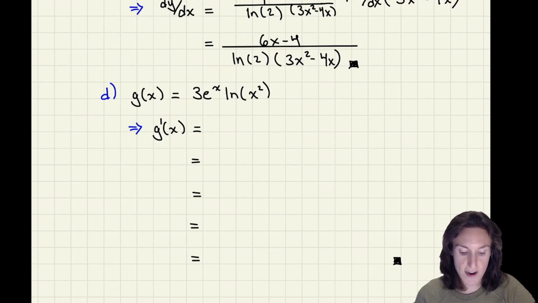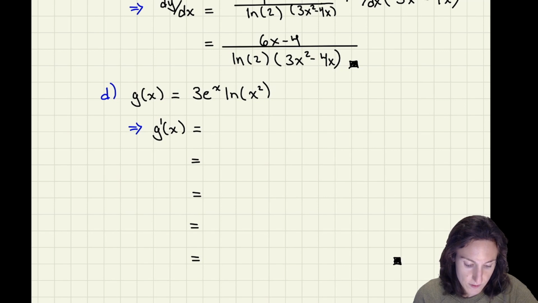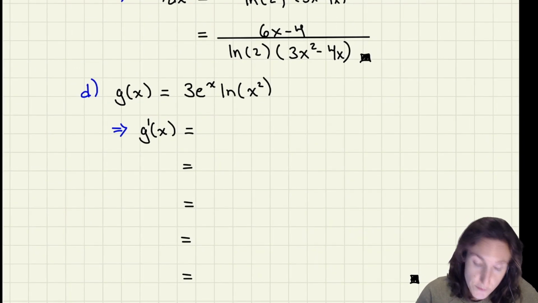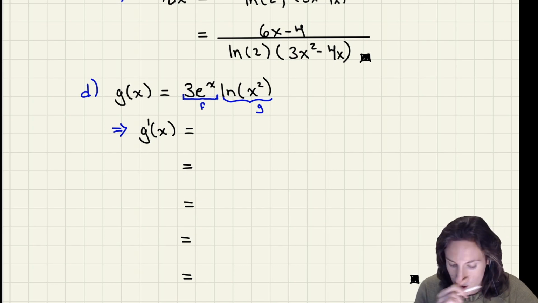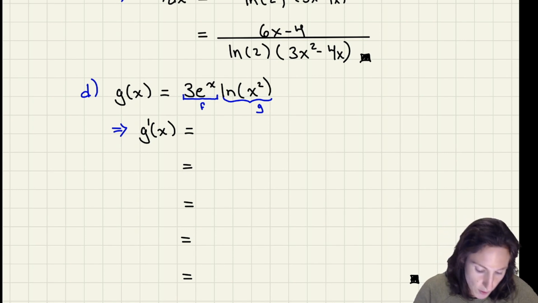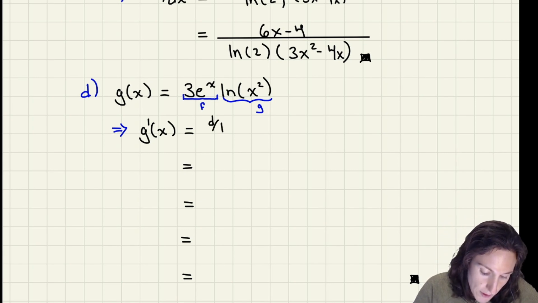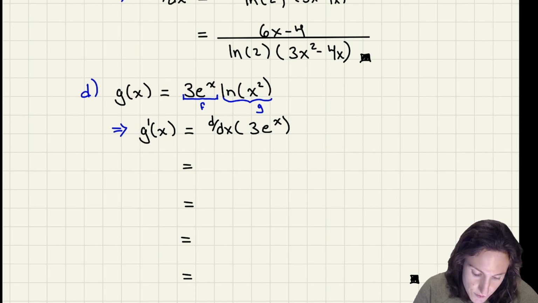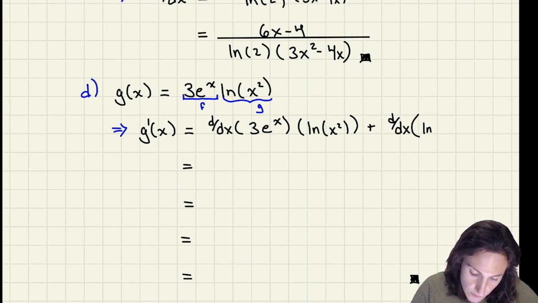All right, now let's try this one. Now this one may be a little bit hard to look at, but notice that we have two functions. We have one here, this 3e to the x, that's like an f, and then we have a second one here, which is like a g. So we are going to be doing a product rule here. We'll also have chain rule, but let's just first write out the product rule. So how do we do that? Well, we go the derivative of the first, so d dx of 3e to the x times the second, plus the derivative of the second, so d dx of ln x squared times the first.